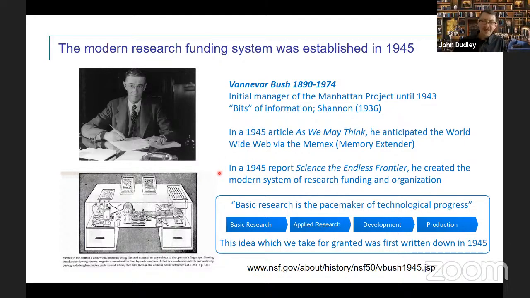He recognized that it was important to strike a balance between giving scientists freedom to do what they wanted and making sure that the science led to practical applications when the science could potentially deliver one. And he came up with a linear idea of how basic research drives applied research, drives development, and drives production. So this idea of science driving technology was first written down by Bush in 1945. And this is the model that has driven most of research ever since.